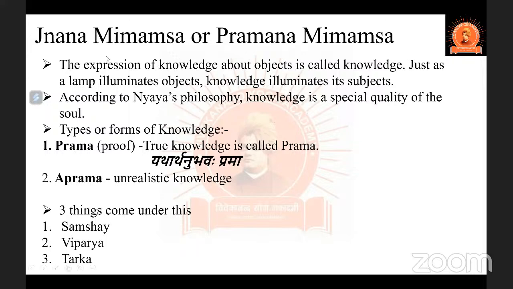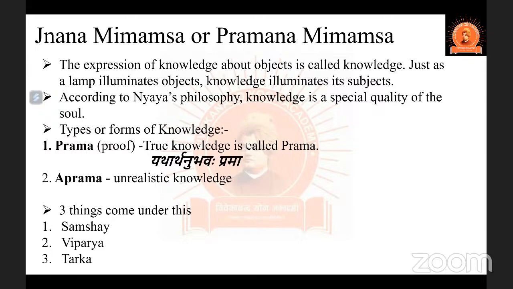Regarding Jnana Mimamsa, like I said, Jnana Mimamsa or Praman Mimamsa is that which gives the real knowledge: how that philosophy has been developed, and from where actual knowledge can be attained by persons. According to this, there are two forms of knowledge: Prama and Aprama. Prama is true knowledge, the real knowledge that is to be acquired and known. The true knowledge is called Prama according to this philosophy.